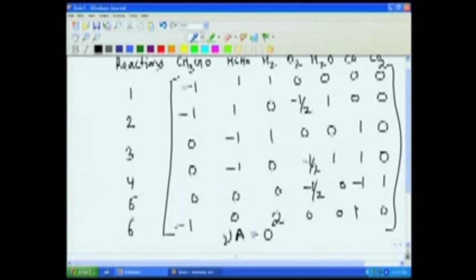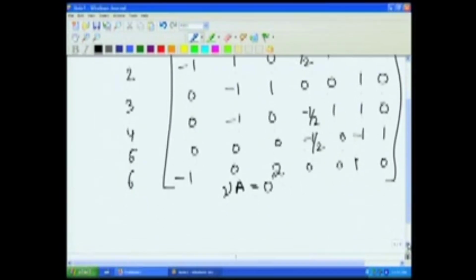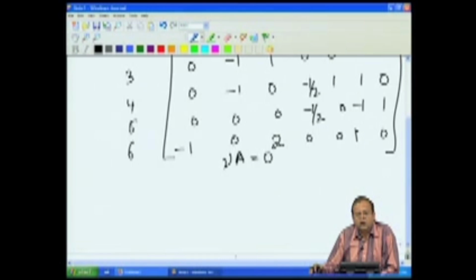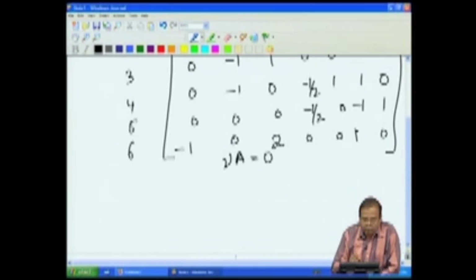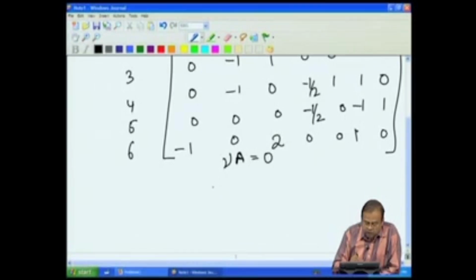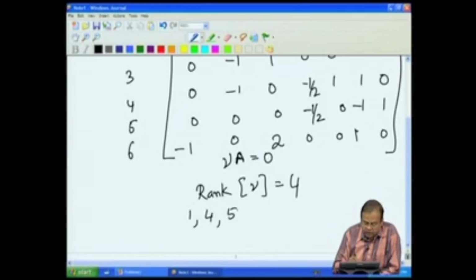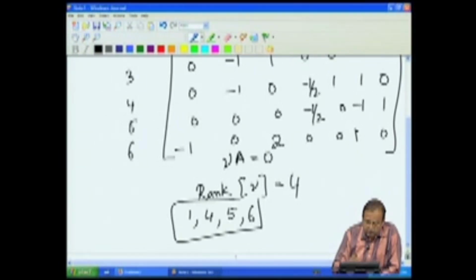I have to find the rank of this matrix. In this particular case, we can of course use, and there is no reason why we should not use, any available software such as MATLAB, Mathematica or any other program that you yourself have written to find the rank of this matrix. And it turns out the rank of our matrix nu is 4, and we can take any 4 reactions. So, 1, 4, 5, 6, any 4, but we should be careful, and these are my independent reactions.